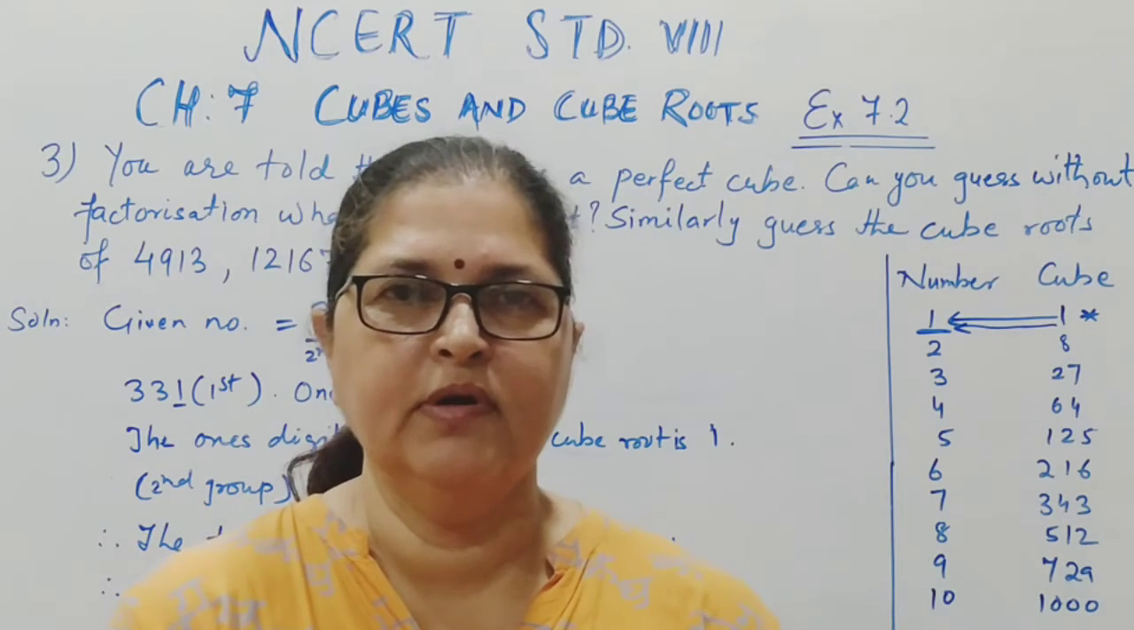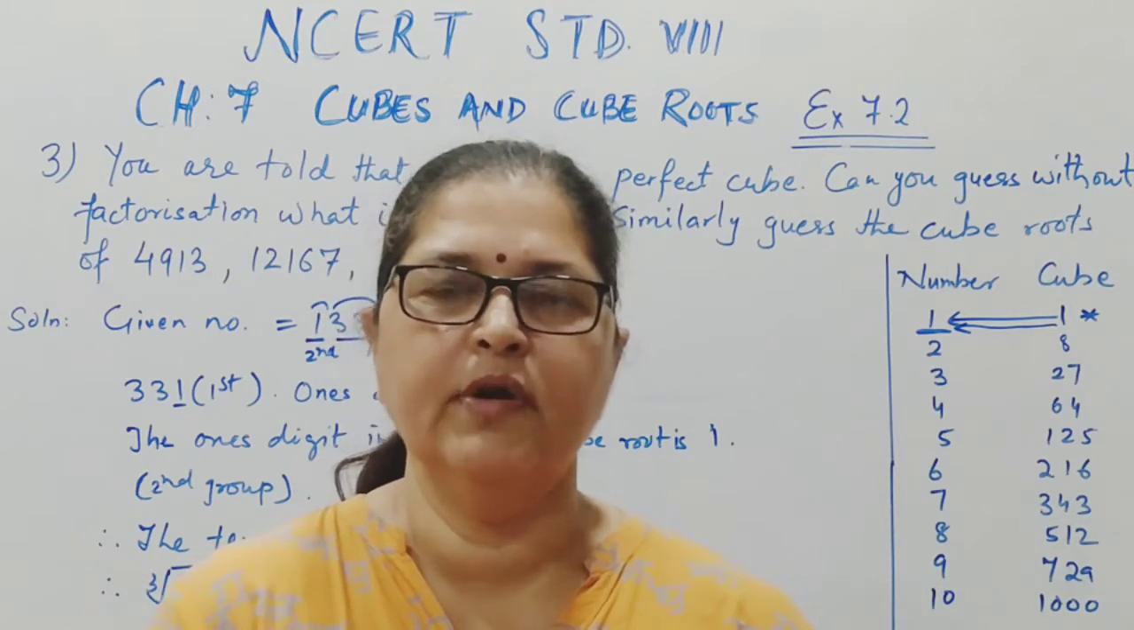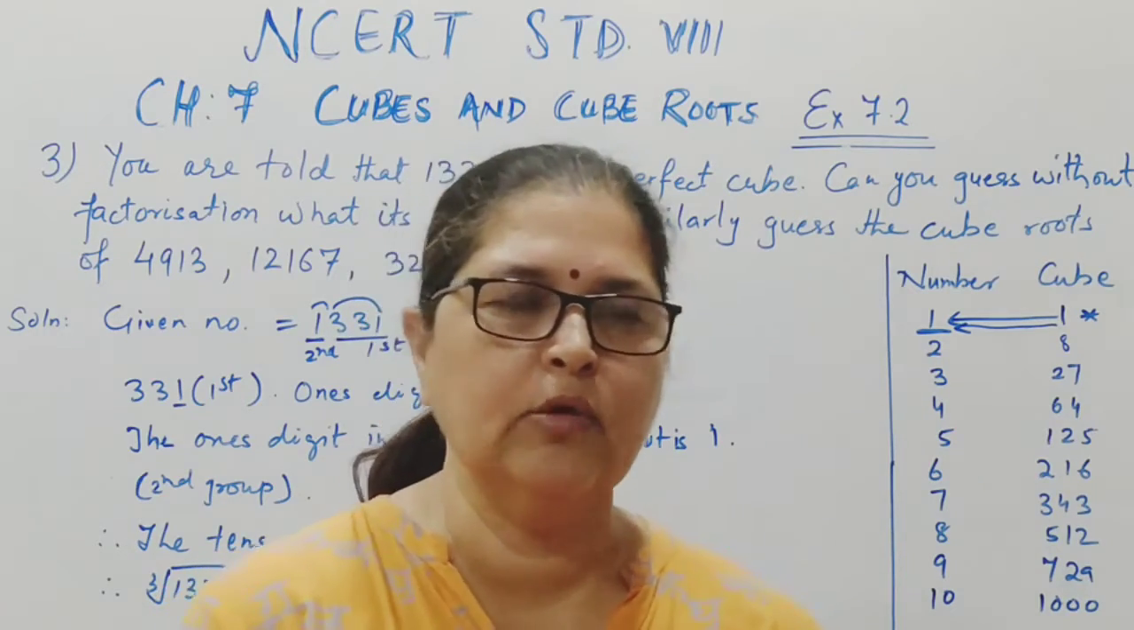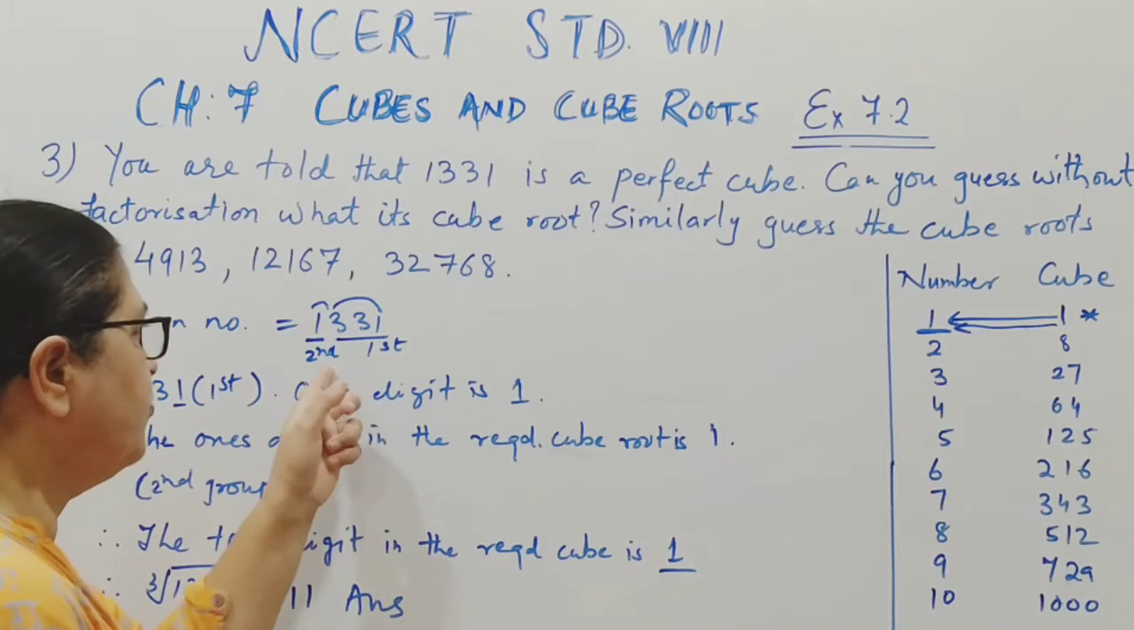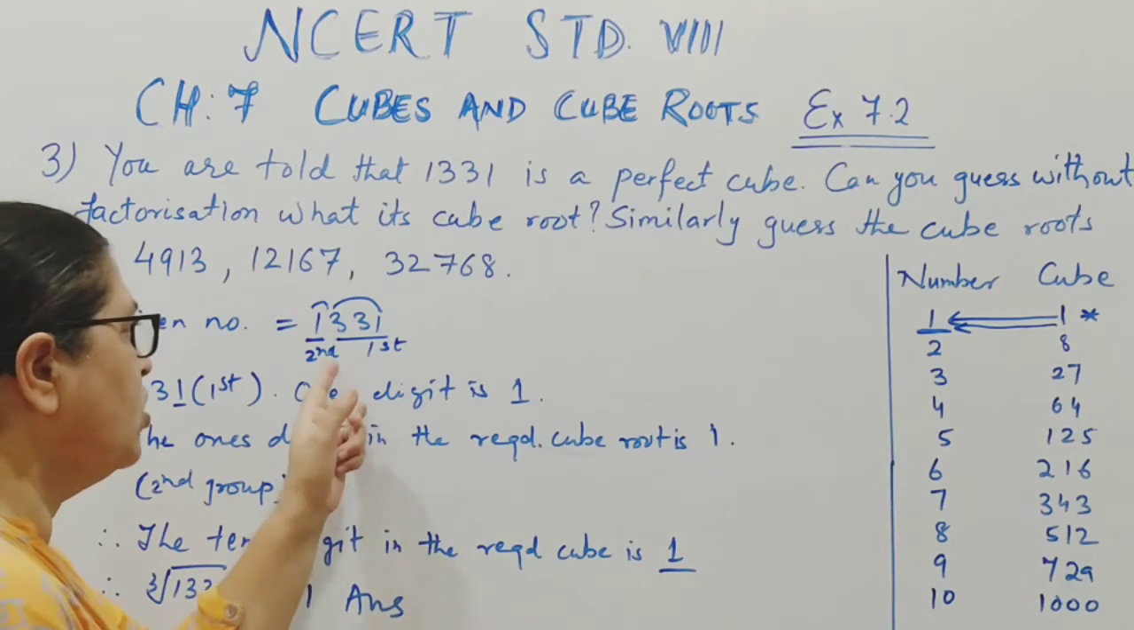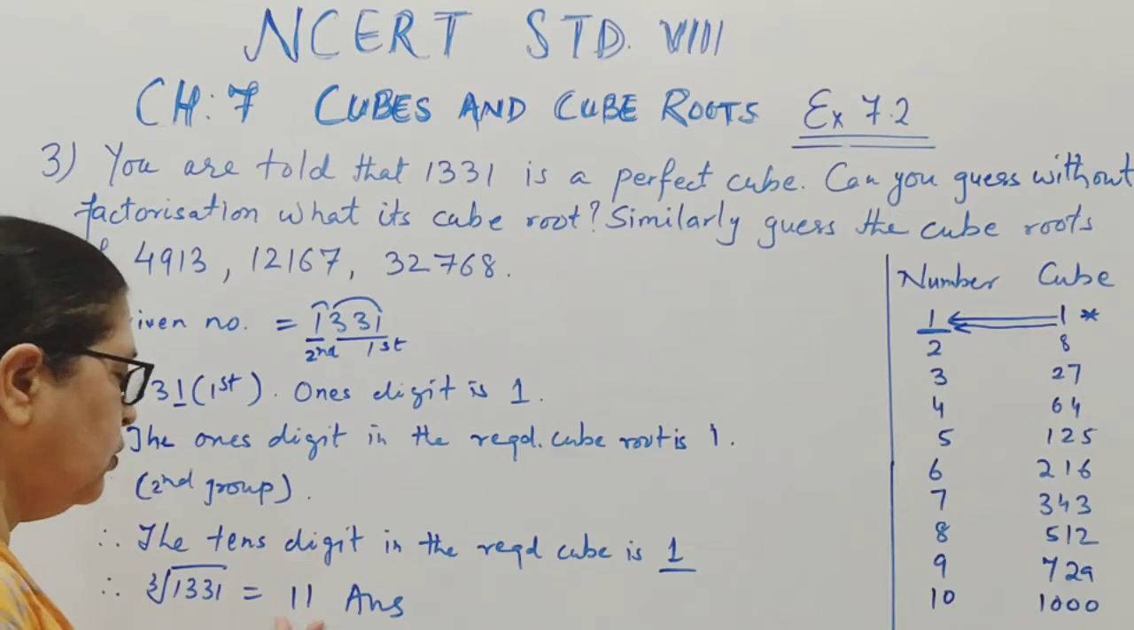Here, one thing very important to note down, that the number of digits in the cube root of a number is equal to the number of groups formed. For example, here two groups are formed, so number of digits in the cube root of this number is 2.